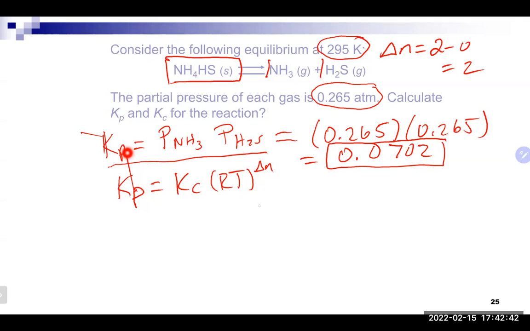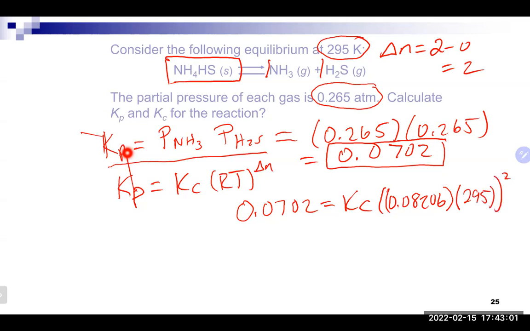So our Kp, if you want to rearrange it, you can, or you can put it in. So it's basically 0.0702 would equal the Kc, times 0.08206. Again, you can use 0.0821 if you like. And this is going to be 295.